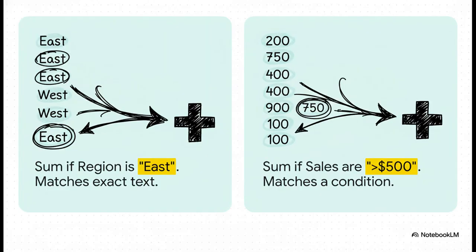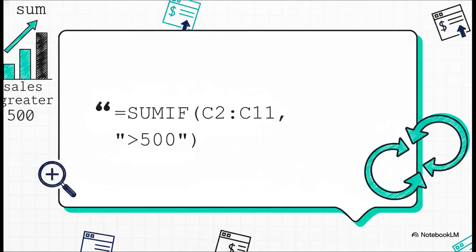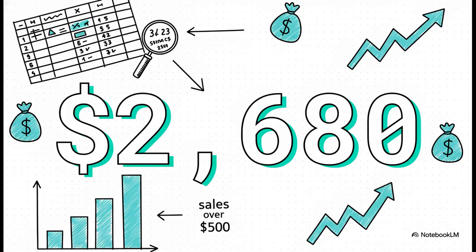But wait, it gets even better. SUMIF isn't just for text. You can also use it with numbers to sum things based on a condition. Like, say, finding the total of all the sales that were over $500. Now, check out how the formula changes for this one. We're telling it to sum up any sale that's greater than 500. Notice anything? We only needed 2 parts this time. That's because when the place you're checking is the same as the place you're summing, you don't need that third part. The spreadsheet is smart enough to figure it out on its own. Pretty cool, huh? And there's our result, $2,680. This just goes to show how powerful and flexible this one little function can be.